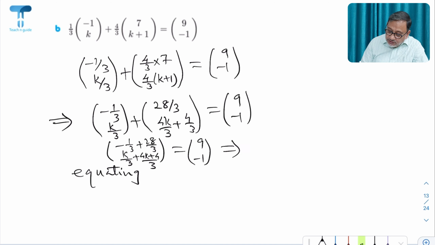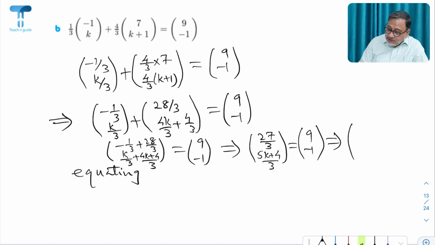So this I can further simplify. See here, these two I can bring together, 28 minus 1, 27 by 3, and the second component will be 4k and k, which is 5k plus 4 by 3, is equal to 9 and minus 1. Again further I can simplify, 27 by 3 is 9, this I cannot, so let me keep it like this, and it is equal to 9 and minus 1.